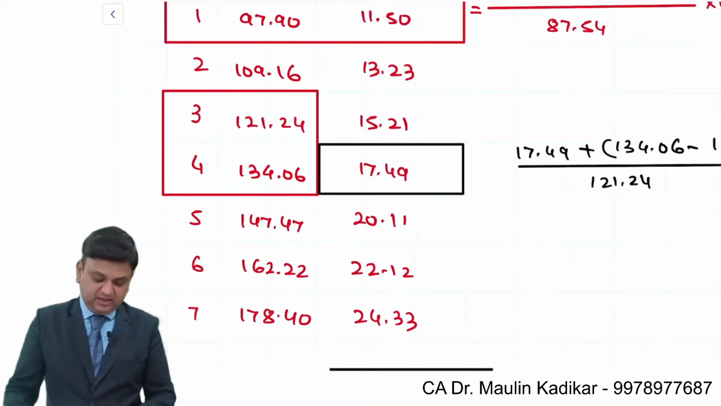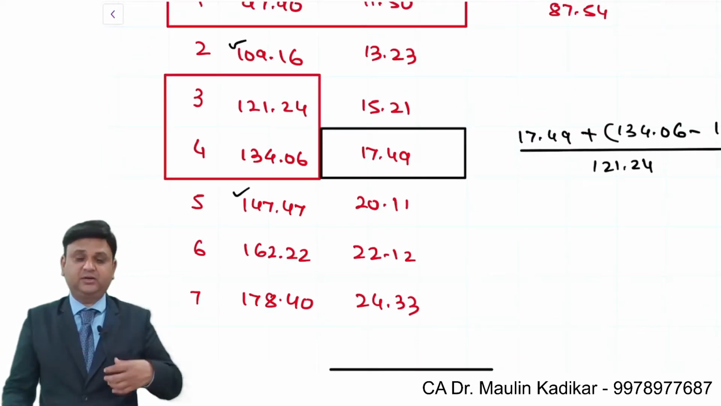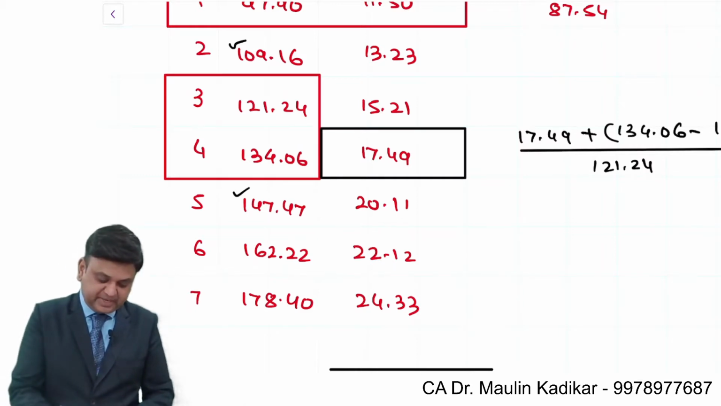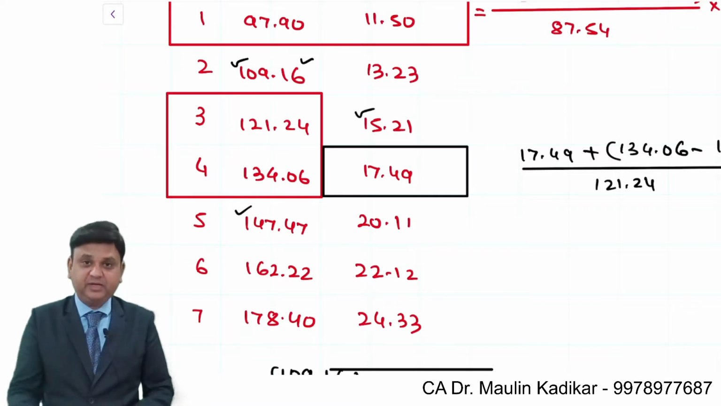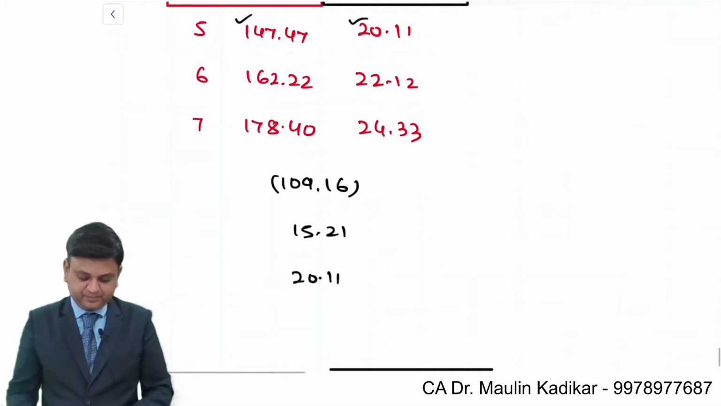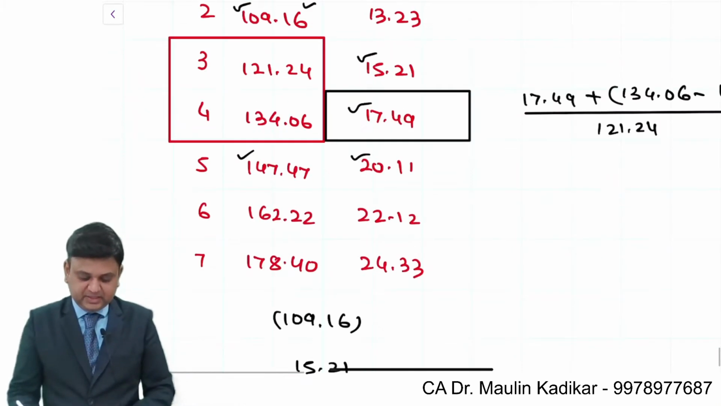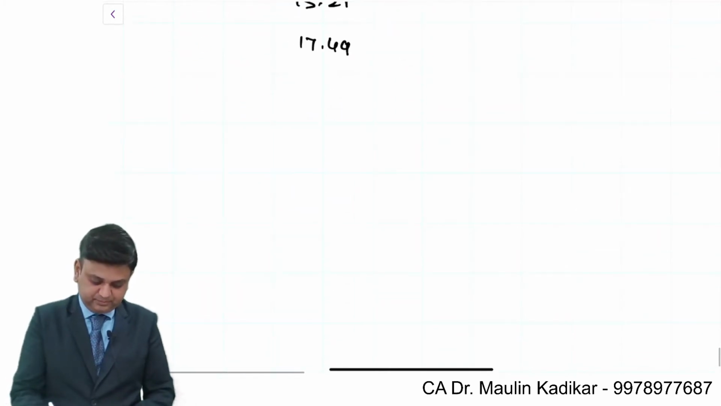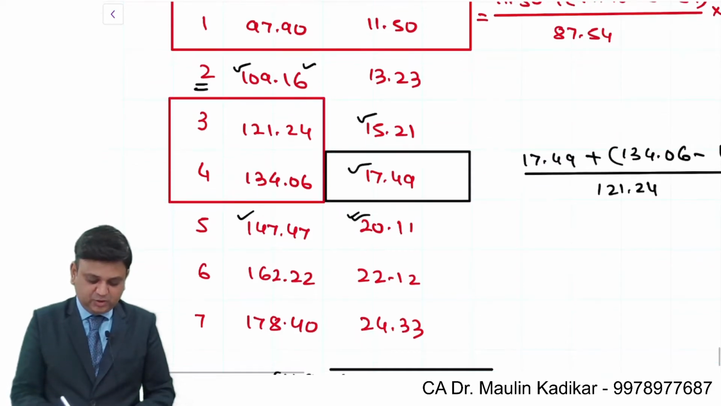If at all somebody is purchasing the security, let us say at the end of the 2nd year, and he is holding the security for, let us say 3 years, and he is selling the security at the end of the 5th year, then what will happen? I explain that to you. This is the price at which he will buy the security, that is 109.16. He will receive dividend of 15.21, then 17.49, then 20.11, plus 147.47, so 167.58. What I told you, say he is purchasing the security at this point of time and he is holding till this point of time.